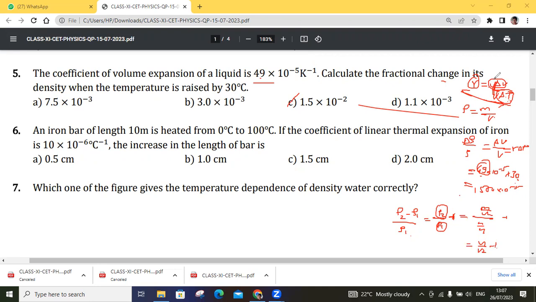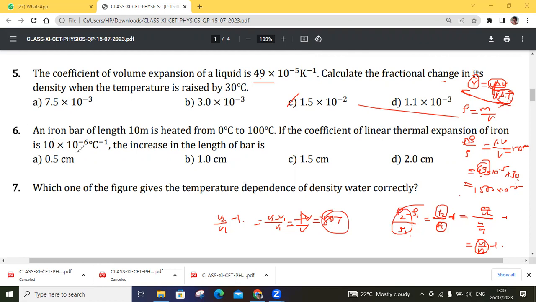So here we will get delta v by v. Delta v by v will be gamma delta t. But delta v by v is v2 minus v1 by v1, which is v2 by v1 minus 1. So v2 by v1 will get here gamma delta t plus 1. You'll get a value v2 by v1. But this is v1 by v2. So 1 by that value minus 1 you do, they will get delta rho by rho. But this will also work. Delta rho by rho is equal to delta m by m plus delta v by v. Delta m by m is 0.